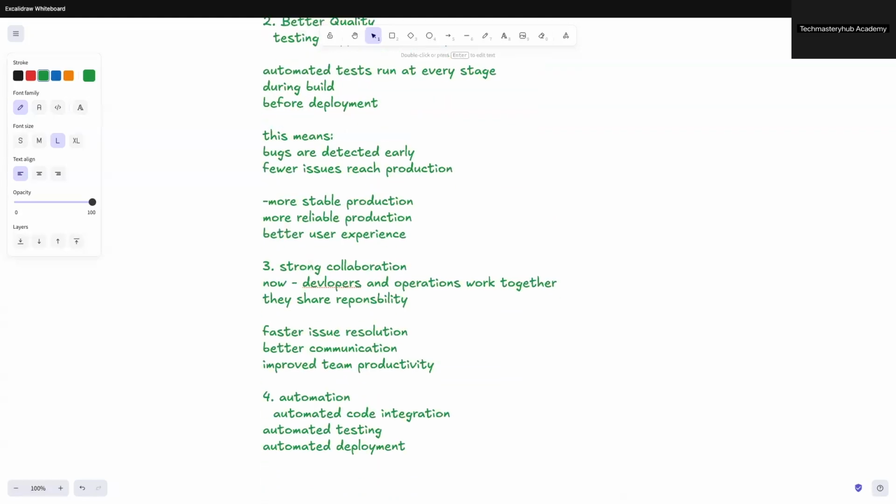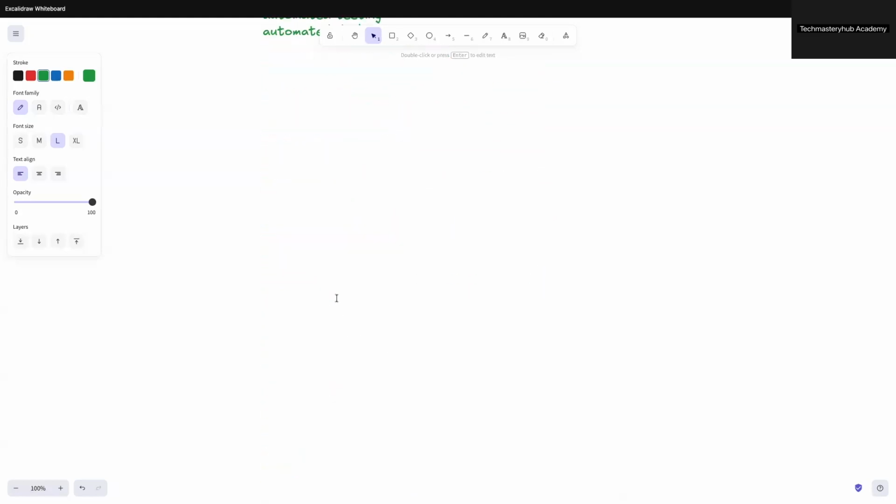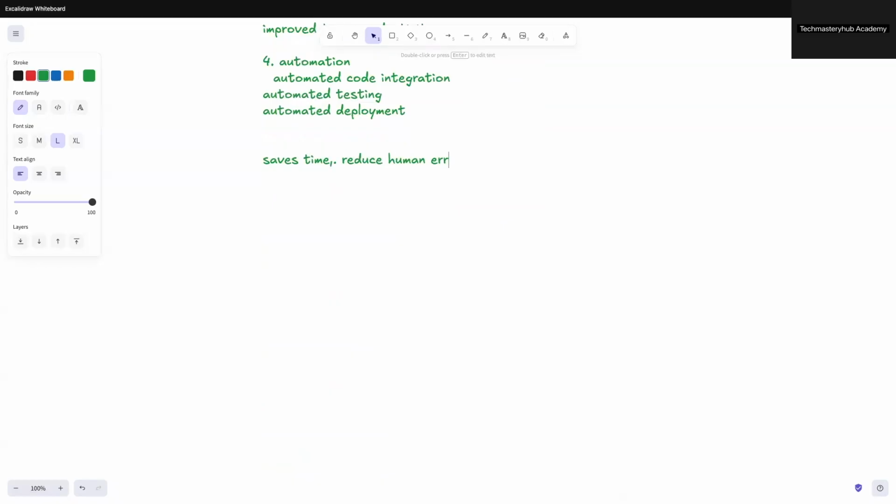So what happens is it saves time, reduces human errors, and improves consistency. Instead of manually deploying code, Jenkins can deploy it automatically in minutes. So automation makes the entire process faster and more reliable.